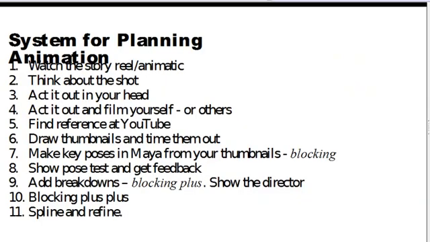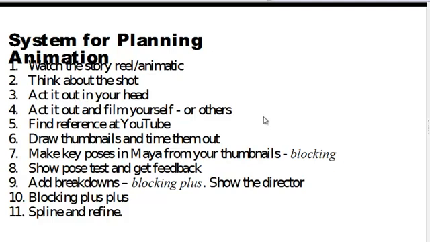So the system for planning animation is basically to watch the story reel, make sure that you really think hard about your shot and how it fits in with the rest of the project. Act it out in your head. Don't skip this stage, and act it out yourself or film other people acting out the shot. One or the other. If you act it out yourself, you'll need someone to film you, or you're going to need a tripod to stick the camera on and let it run while you act it out. And then you can use this reference to import it into Maya. You can also find great reference for animals and creatures, obviously, at YouTube.